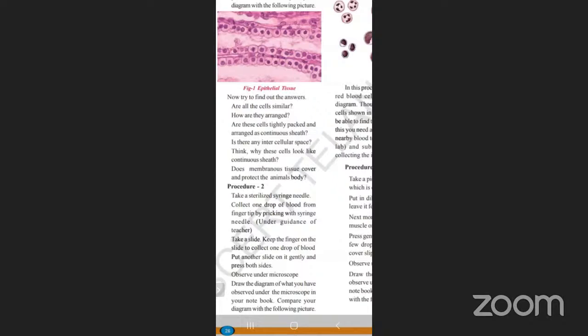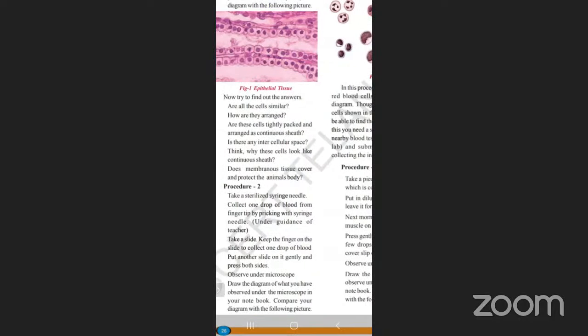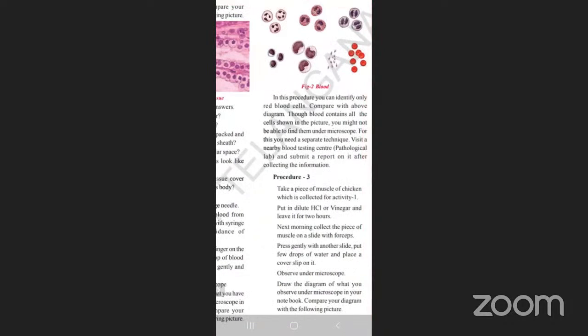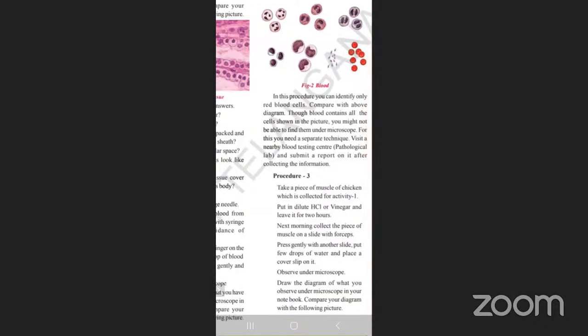Take a slide. Keep the finger on the slide to collect one drop of blood. Put another slide on it gently and press both sides, as we did in procedure 1. Observe under the microscope. Draw the diagram of what you have observed in your notebook. Don't forget to draw here also, so that you can compare your diagram with the following picture. Let us observe the following picture. Here, different types of blood cells are there. This is one tissue. In this procedure, you can identify only red blood cells.